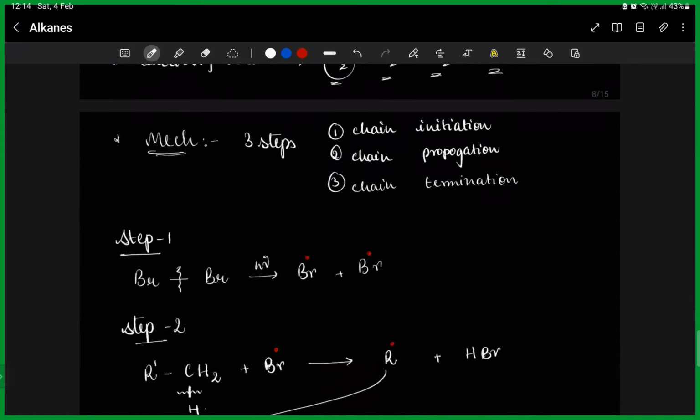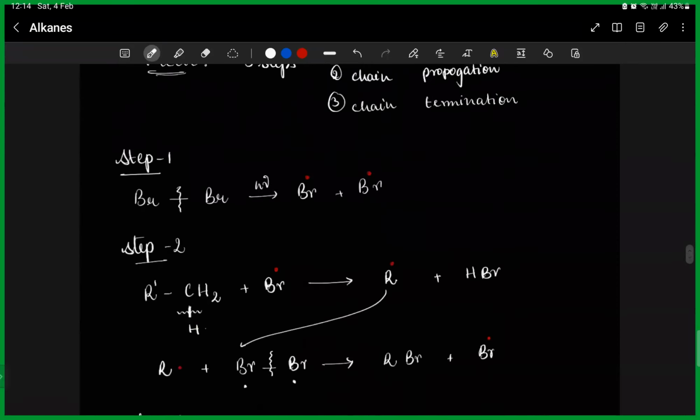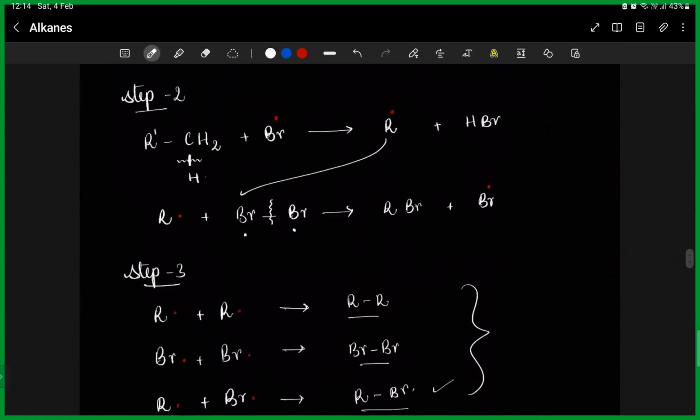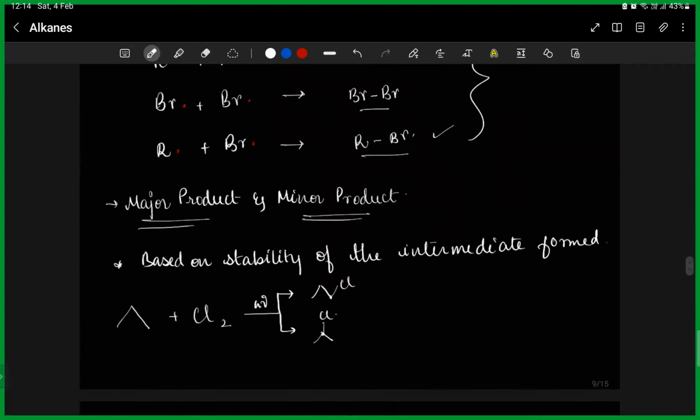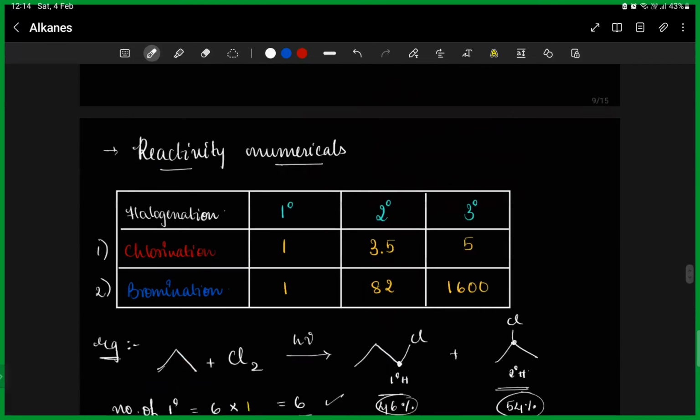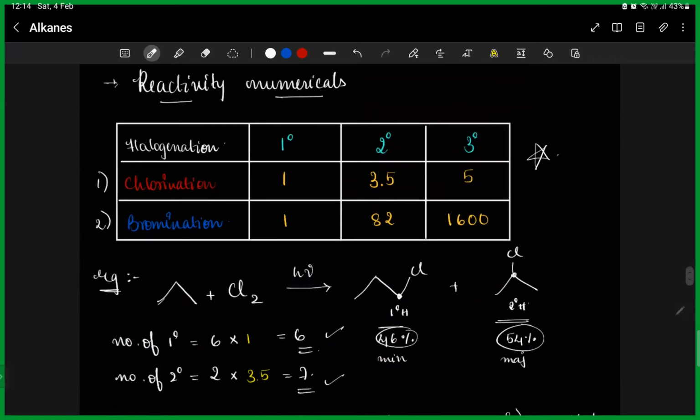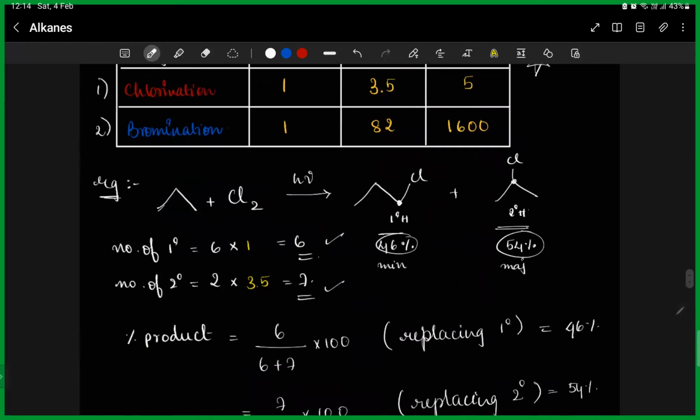In chain initiation, what would happen? The bromine bond is homolytically cleaved, and radicals are formed, and then at last all radicals combine to form products. So major product and minor product, we have seen the reactivity table. We have to remember this reactivity table: 1, 3.5, 5, 1, 82, and 1600, 3.5 or 3.8. So how do you find the percentage of product? You take the reactivity of the hydrogen you are replacing divided by the total reactivity, times 100.